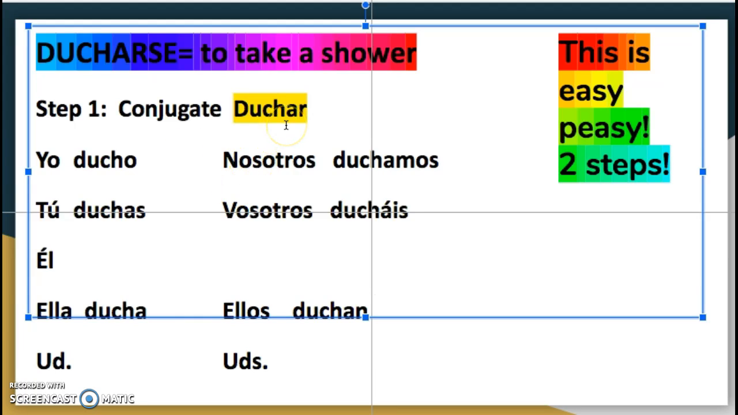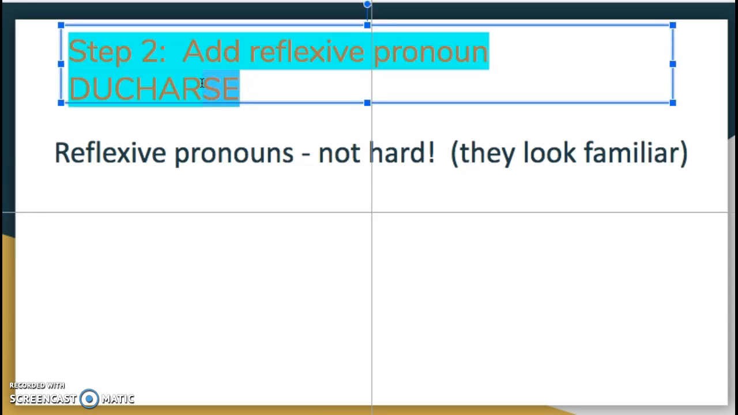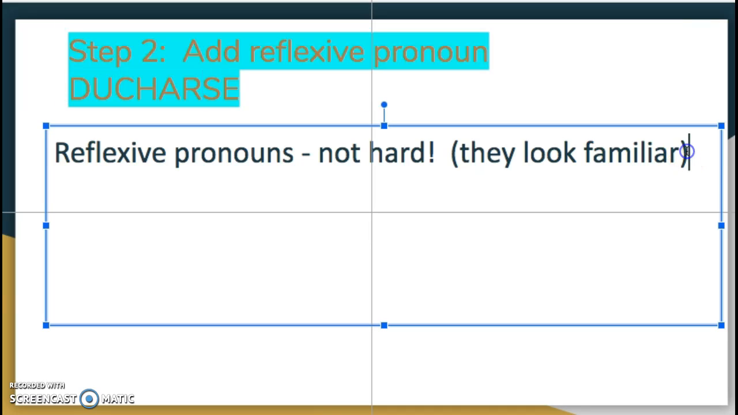Okay, so we just did step 1. That was easy. It's just a regular verb. Step 2, we have to deal with that se. We take it out of our pocket, hola se, and we need to deal with it.